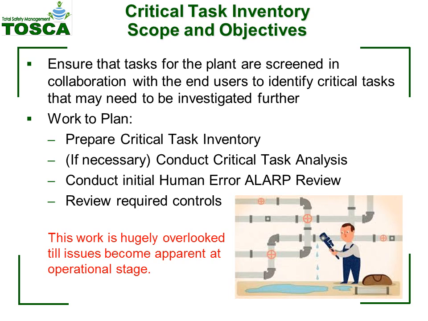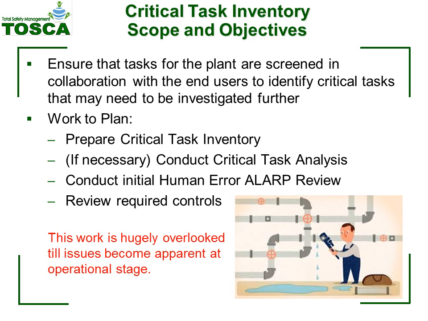Another activity normally overlooked is the setting up of a critical task inventory for the project to be followed up. This is to ensure operating philosophy and manual are feasible human tasks. This requires a screening of the tasks for the plant, which may come from HAZOP, HSE cases, or operating philosophy manual to be screened in collaboration with the end users to prepare critical task inventory, if necessary, conduct critical task analysis, conduct initial human error alarm review, and review required controls.